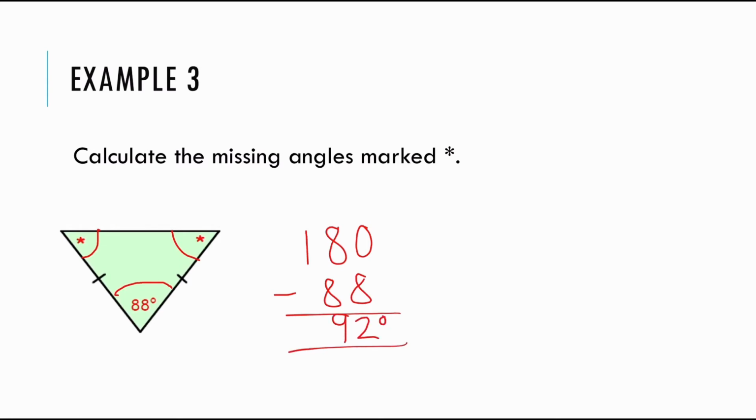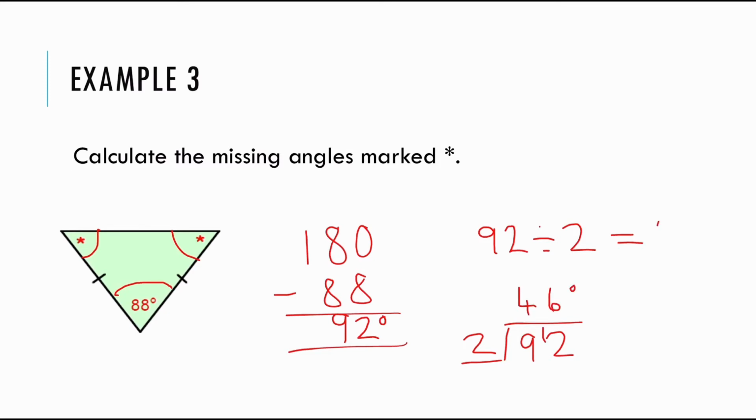Now I know that the two star angles are equal, so in order to find what they are, I need to share 92 equally between two angles. And in order to do that, I need to divide 92 by 2. 2 goes into 9 4 times with a remainder of 1, and 2 goes into 12 6 times, which means the missing angles marked with a star are both 46 degrees and they are equal.